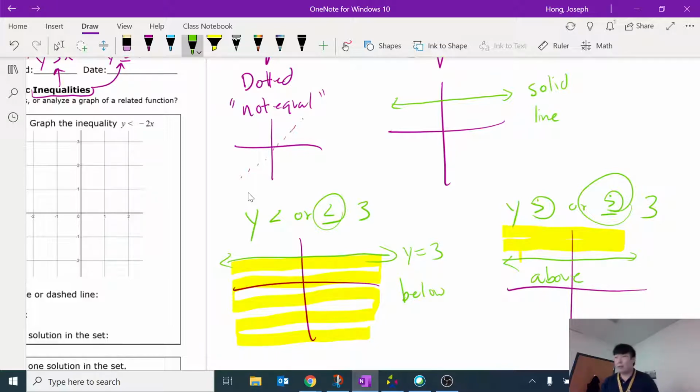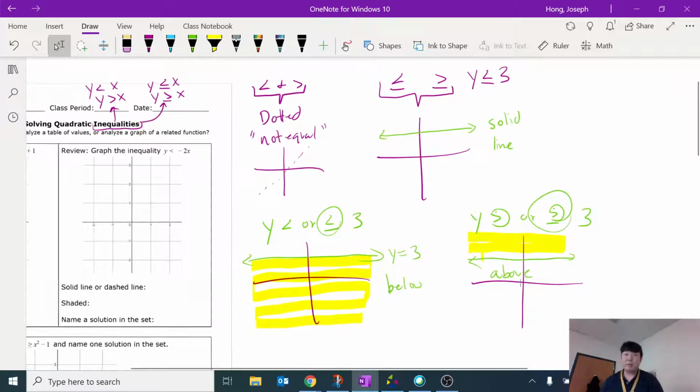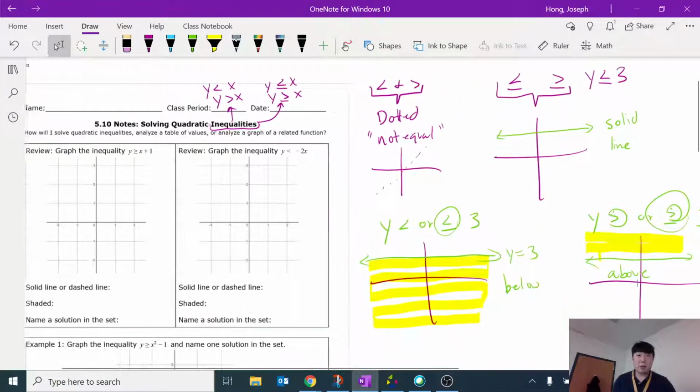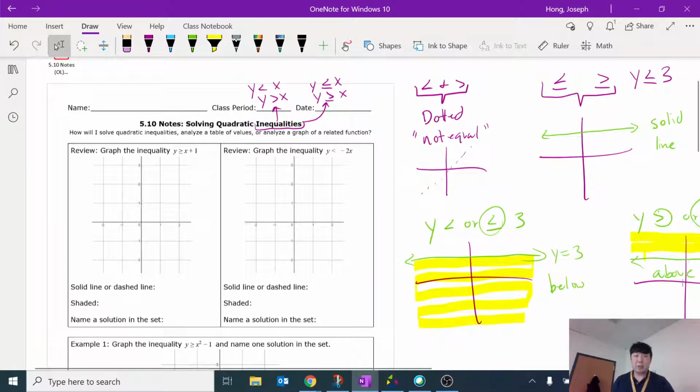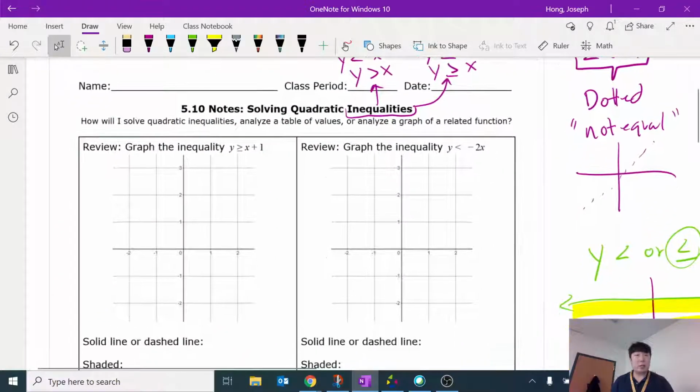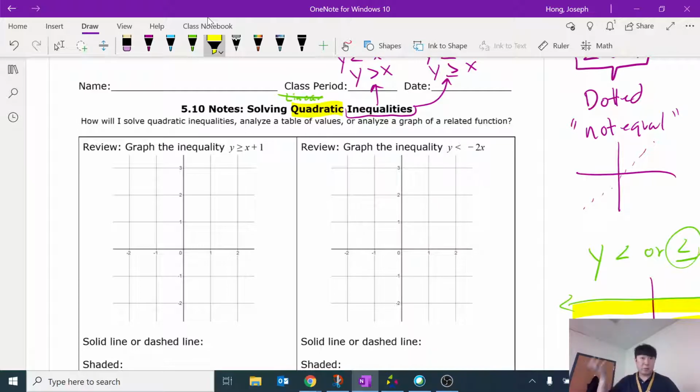So that was just a quick review of what is expected of you from prior knowledge, from previous learning, and this is going to help us because today we're not talking about just linear anymore. We're talking about quadratics, because quadratics is the theme of Unit 5. So we wanted to start off today by doing a review.